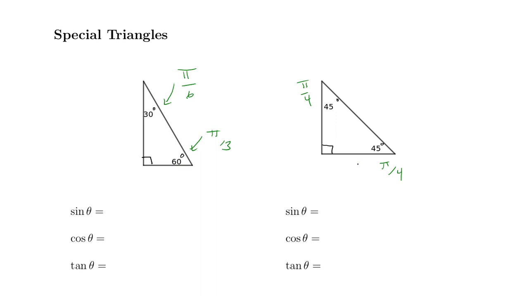The isosceles one is probably the easiest one to start with. Since it's isosceles, we know these side lengths are the same. So let's just pick a value for them. Let's say the side lengths are 1. That means that the hypotenuse is going to be the square root of the sum of the squares. 1 plus 1 is 2. So this is a 1, 1, root 2 triangle.